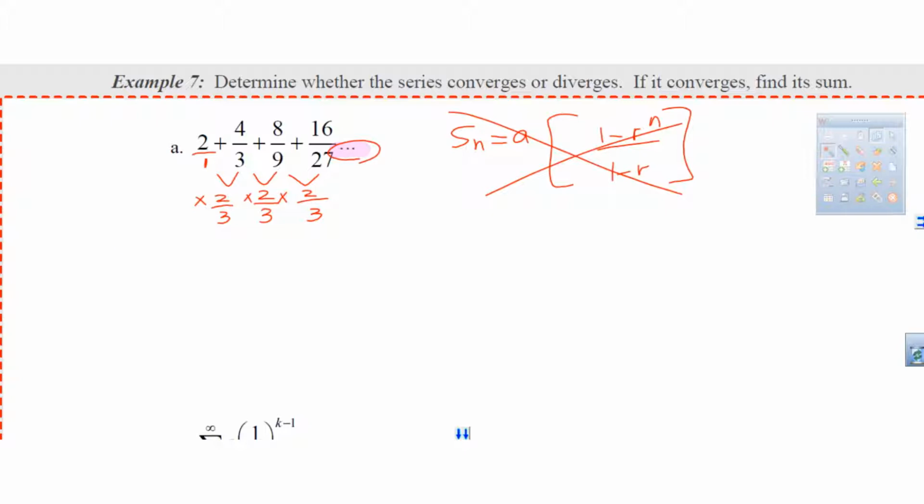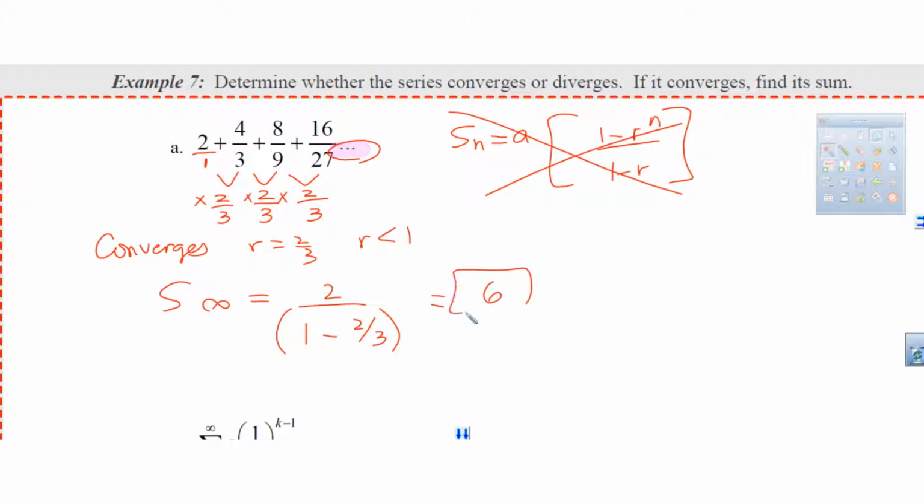You guys, this converges because my ratio is 2/3, so my ratio is less than 1. My numbers are getting smaller. So the formula is the sum of an infinite series is a, which is a 2, over 1 minus the ratio, which is 2/3. Put parentheses around the bottom and just stick it in your calculator. So go 2 divided by parenthesis, 1 minus 2 divided by 3, close it, enter. My answer is 6, and I'm done.